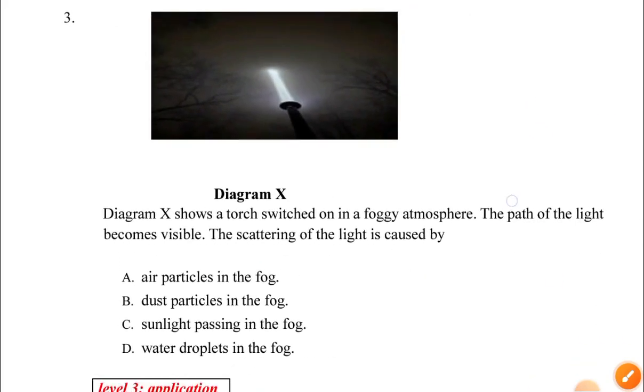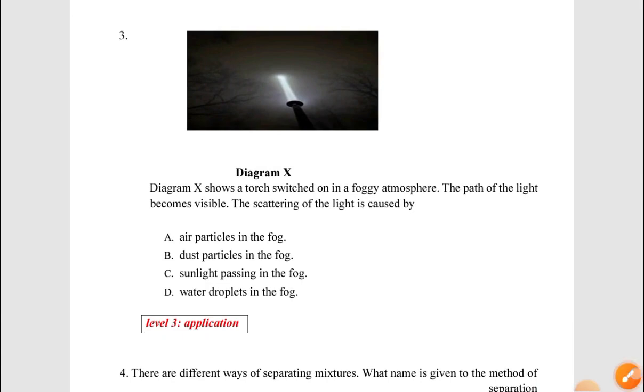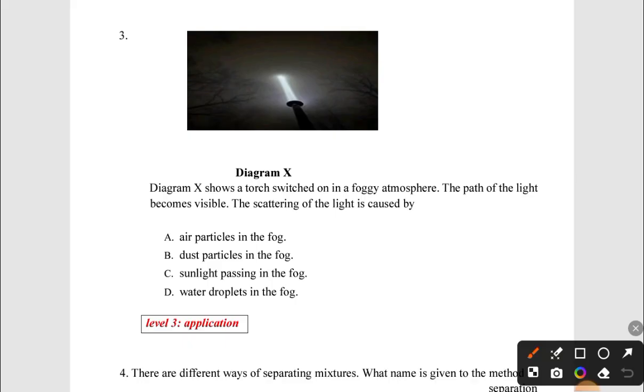Question 3. Diagram X shows a torch switched on in a foggy atmosphere. The path of the light becomes visible. The scattering of the light is caused by A. Air particles in the fog. B. Dust particles in the fog. C. Sunlight passing through the fog. D. Water droplets in the fog. Now, fog is made up of water droplets. So the scattering of the light is a result of the water droplets in the fog. So the answer to question 3 is D.